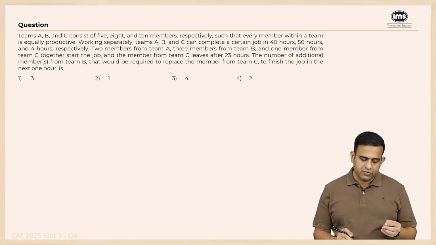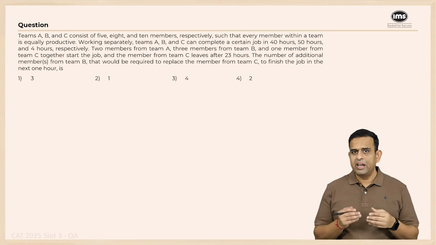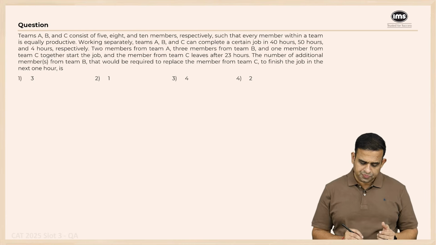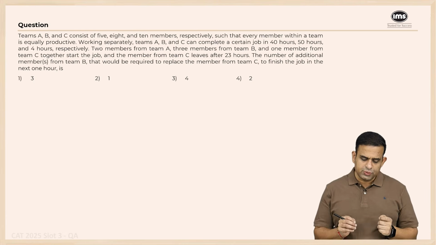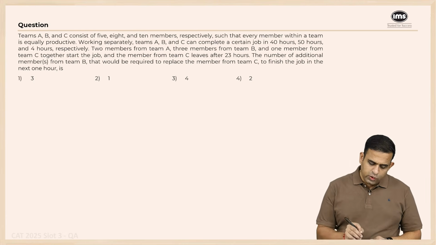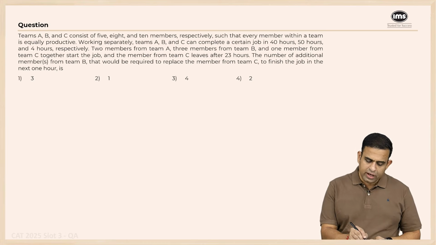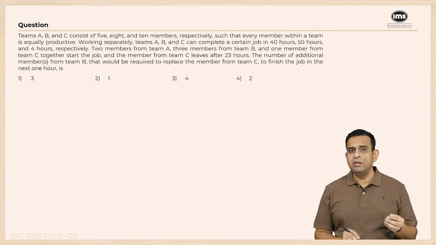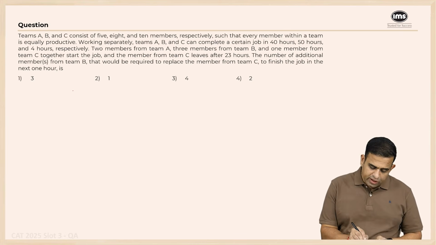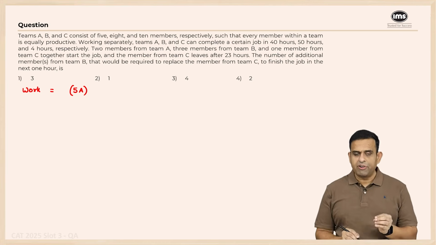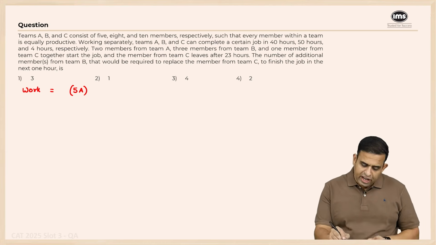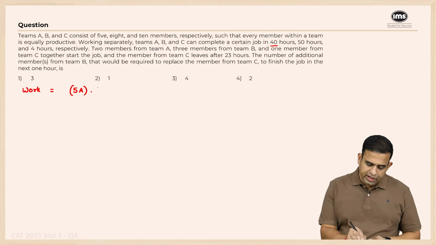So first of all, suppose I assume the efficiency of every member in team A is A. In that case, how much work can team A do in 1 hour? Because team A comprises 5 members, they can contribute 5A amount of work in 1 hour. So the total work should be equal to 5A, the amount of work done by all 5 members of the group in 1 hour, and because they take 40 hours, 5A into 40.